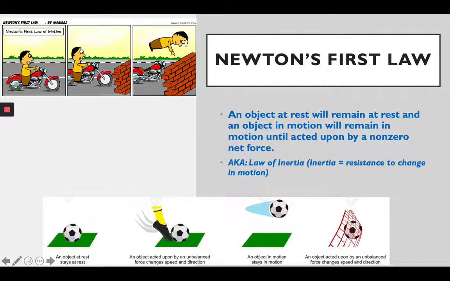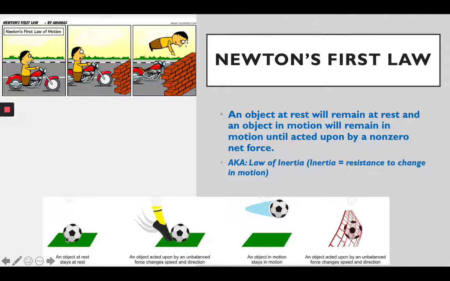So if we think about this guy on the motorcycle, he and the motorcycle are both moving, but the motorcycle hits a wall, so the motorcycle has received a force that has stopped its motion. However, the guy being on a motorcycle doesn't have a seatbelt. There's nothing to stop his motion. So he unfortunately goes flying, flying, flying until the ground provides him with a force that then stops his motion.